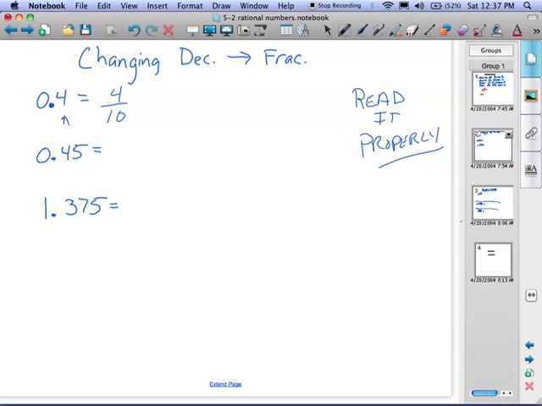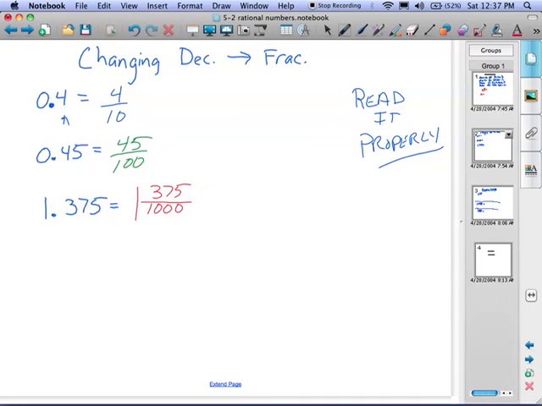0.45. Not how you're supposed to read it. If you were, it would be what? 45 hundredths. Our last example, 1.375, again, not read correctly, but if you were to read it correctly, what would it sound like? 1 and 375 thousandths. So that's changing decimals into fractions.